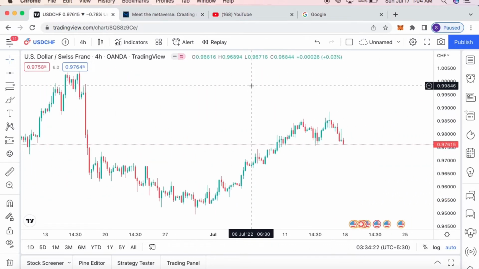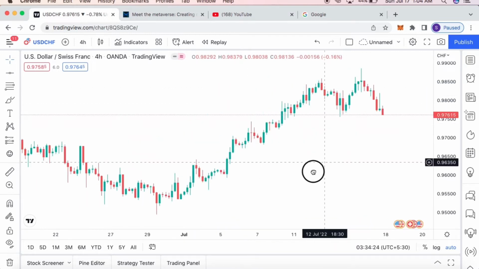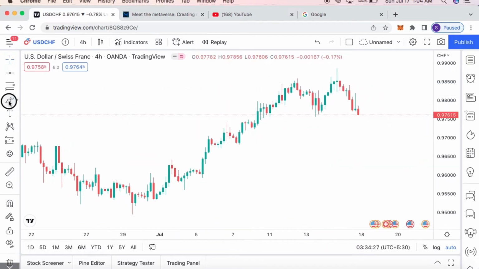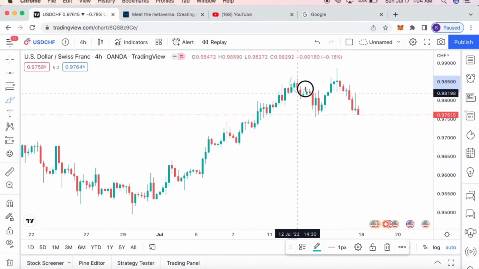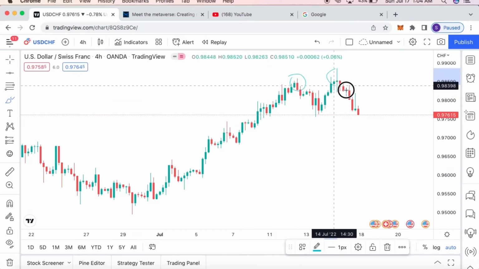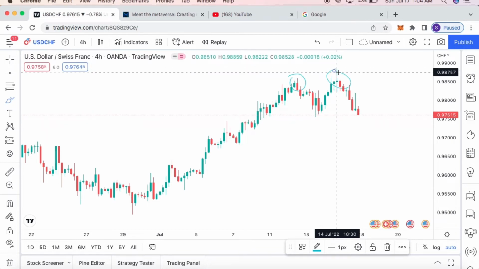So when I jump onto my patterns, as you can see, what is the first thing that I see? I see the market forming a double top. What does a double top mean? A double top is a reversal pattern to the downside. So price is going to reverse and go down.